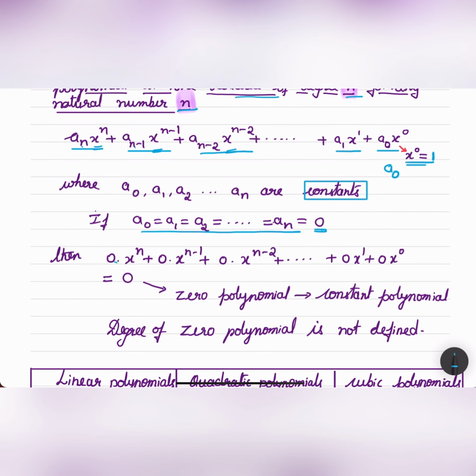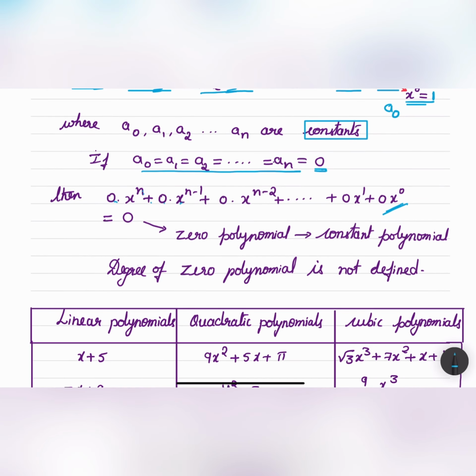Then what? 0 into x to the power n plus 0 into x to the power n minus 1 plus 0 into x to the power n minus 2 plus etc. plus 0 into x to the power 0. Now, the whole thing will be equal to 0, because anything multiplied with 0 will result in 0, and adding all those zeros will give 0 itself. So, this is a zero polynomial or constant polynomial.